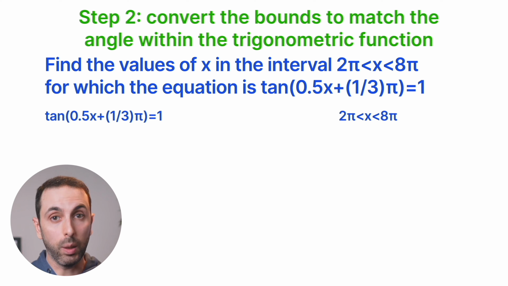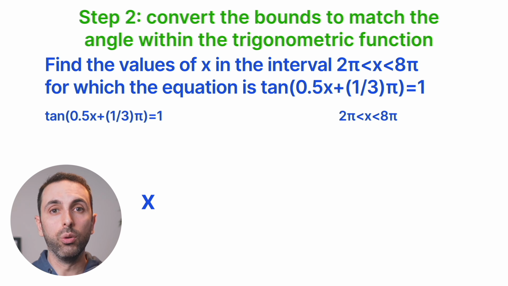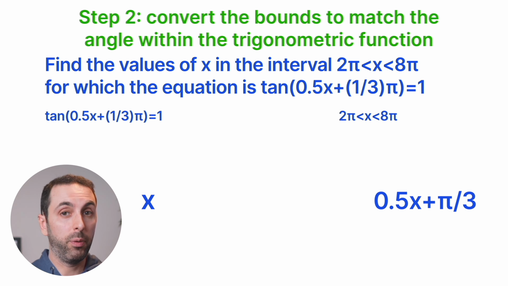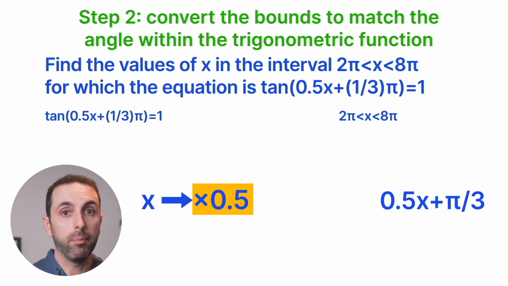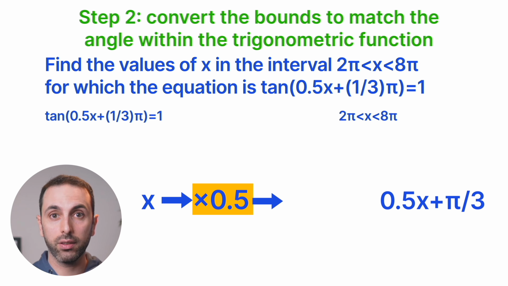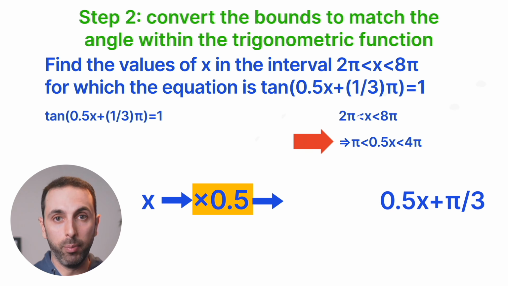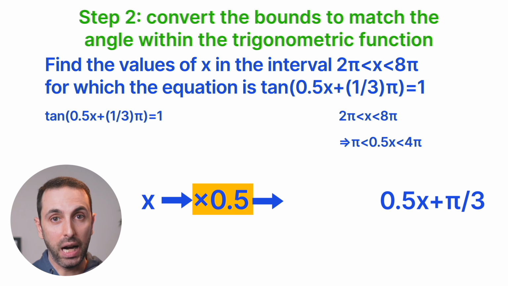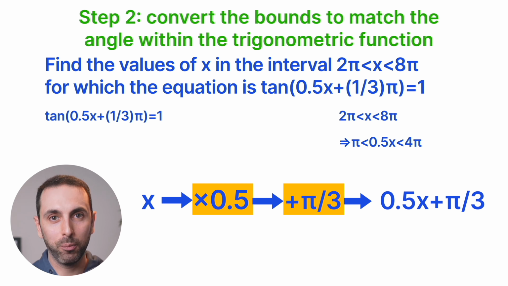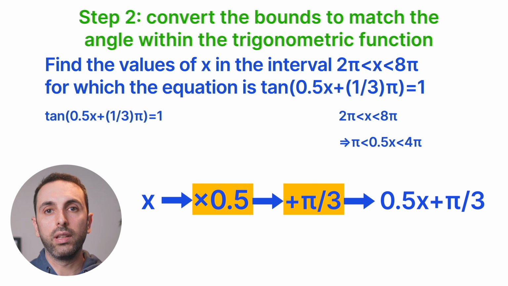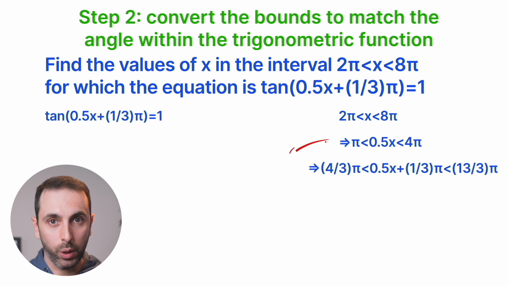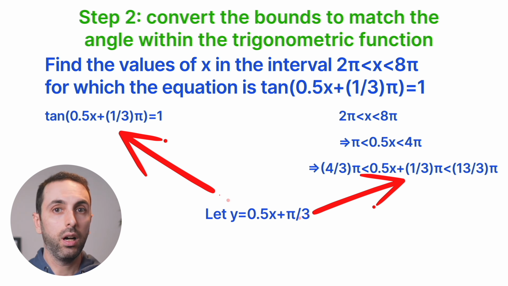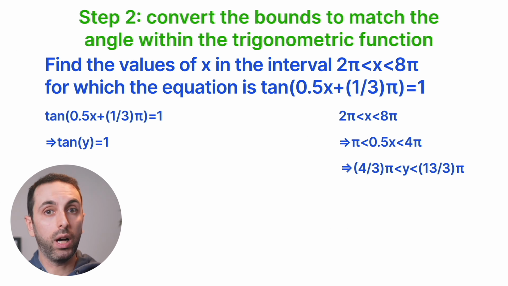This time there's 2 operations to go from x to half x plus pi over 3. So if we think about things in terms of a number machine, we need to multiply the x by half first to get a half x. This leaves us with these new bounds. Then we'll add pi over 3 to get half x plus pi over 3 radians. So this leaves us with our final converted bounds. Like the previous questions, I'm going to replace the half x plus pi over 3 with y for the trig function and bounds.